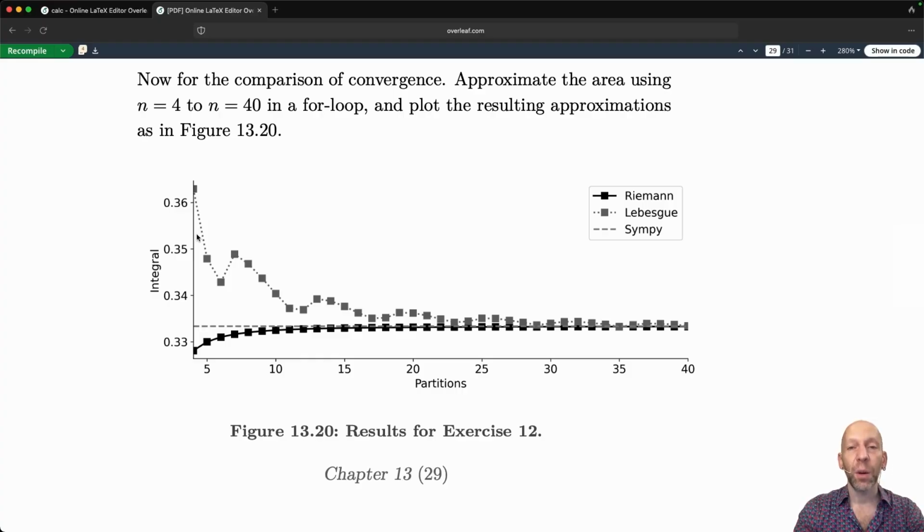Once you have that code and those Python functions, then the rest of this exercise is pretty straightforward. You basically just want to set up a for loop to vary the number of partitions for the domain or for the range. Start with 4 and go up to 40 partitions, and then repeat the calculations over and over again. Obviously, you don't need to repeat the SymPy calculation. That's going to be the same every time. And then make a plot that looks like this. I will have some interpretations about what we see here after I show you the code.